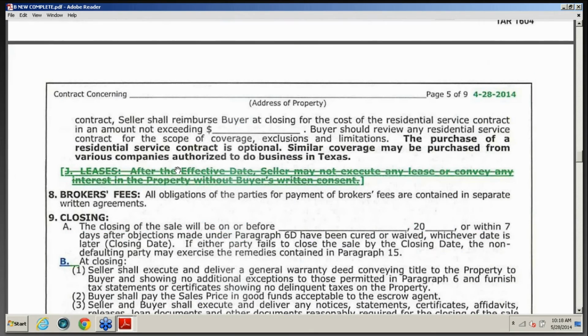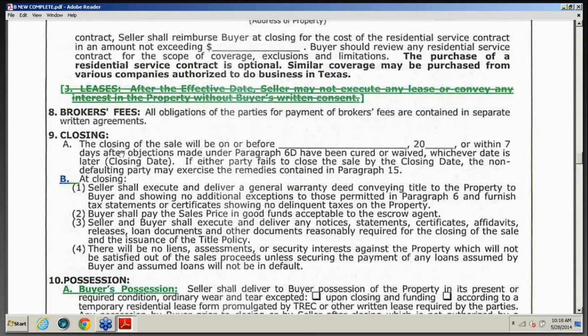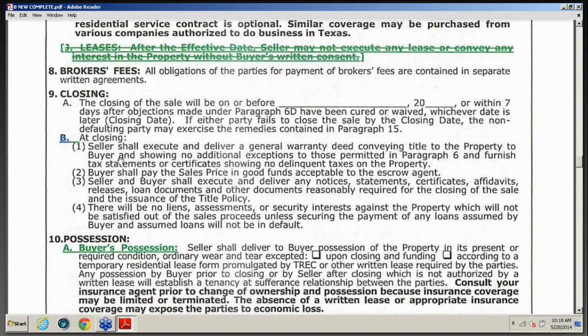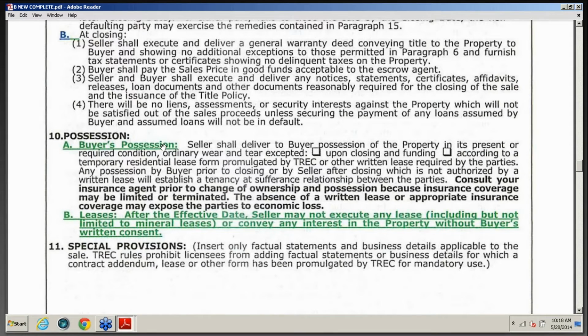And again, the leases, that move down into the possession. So you have at closing, there'll be no liens as usual. And over here, possession, it just lets you know buyer's possession, and also if there was a lease, this lets you know after the effective date, the seller cannot execute any leases.